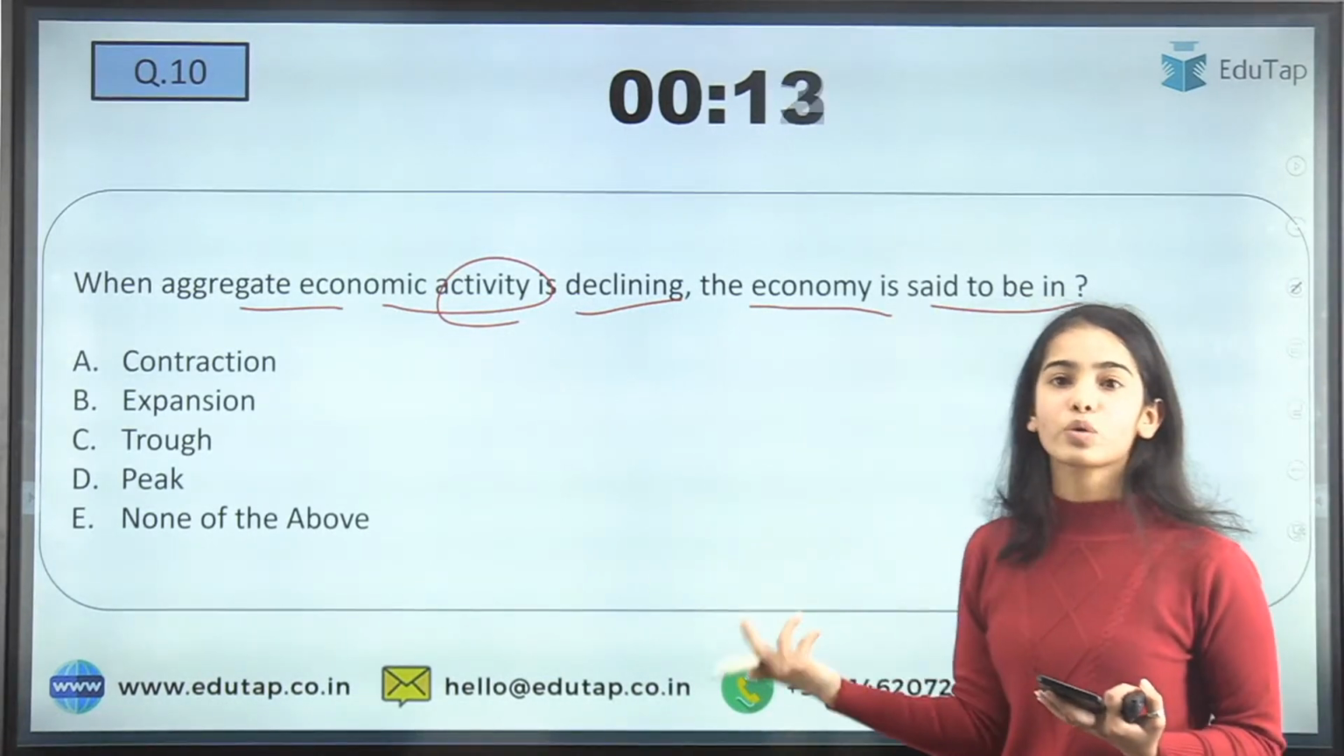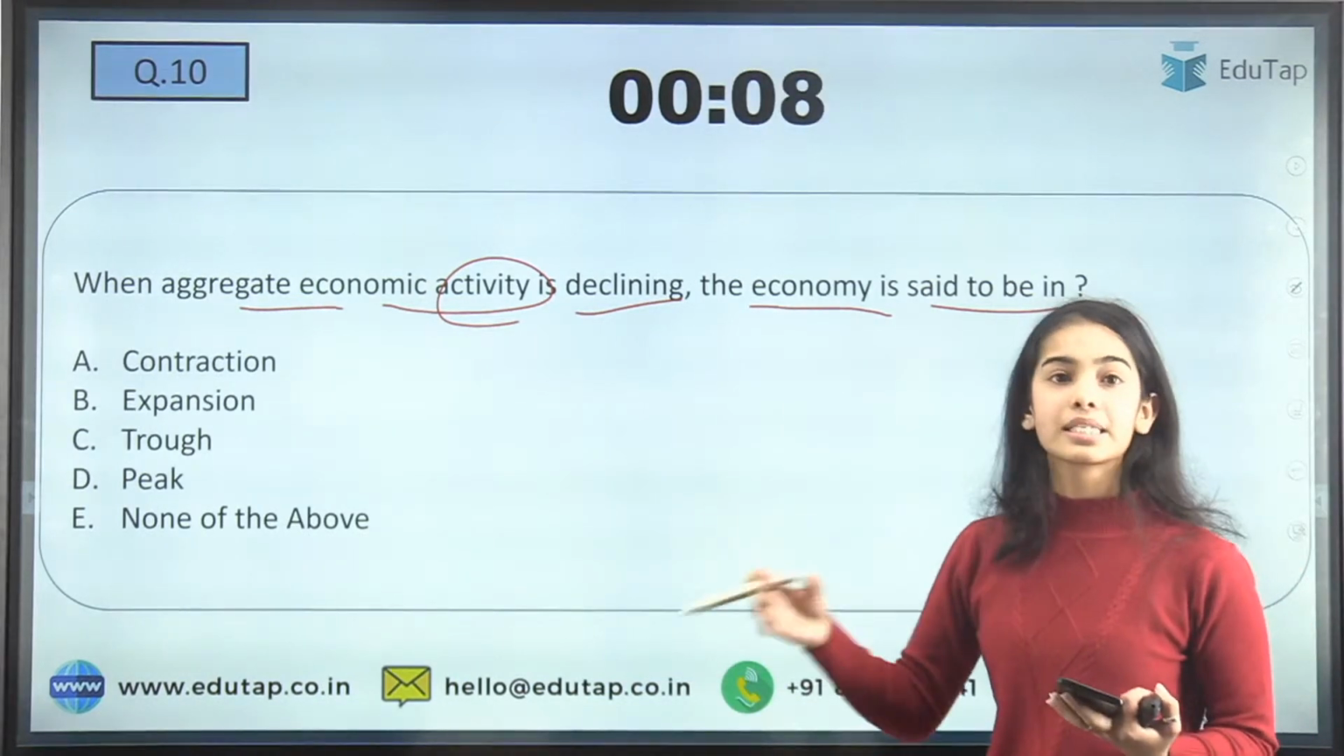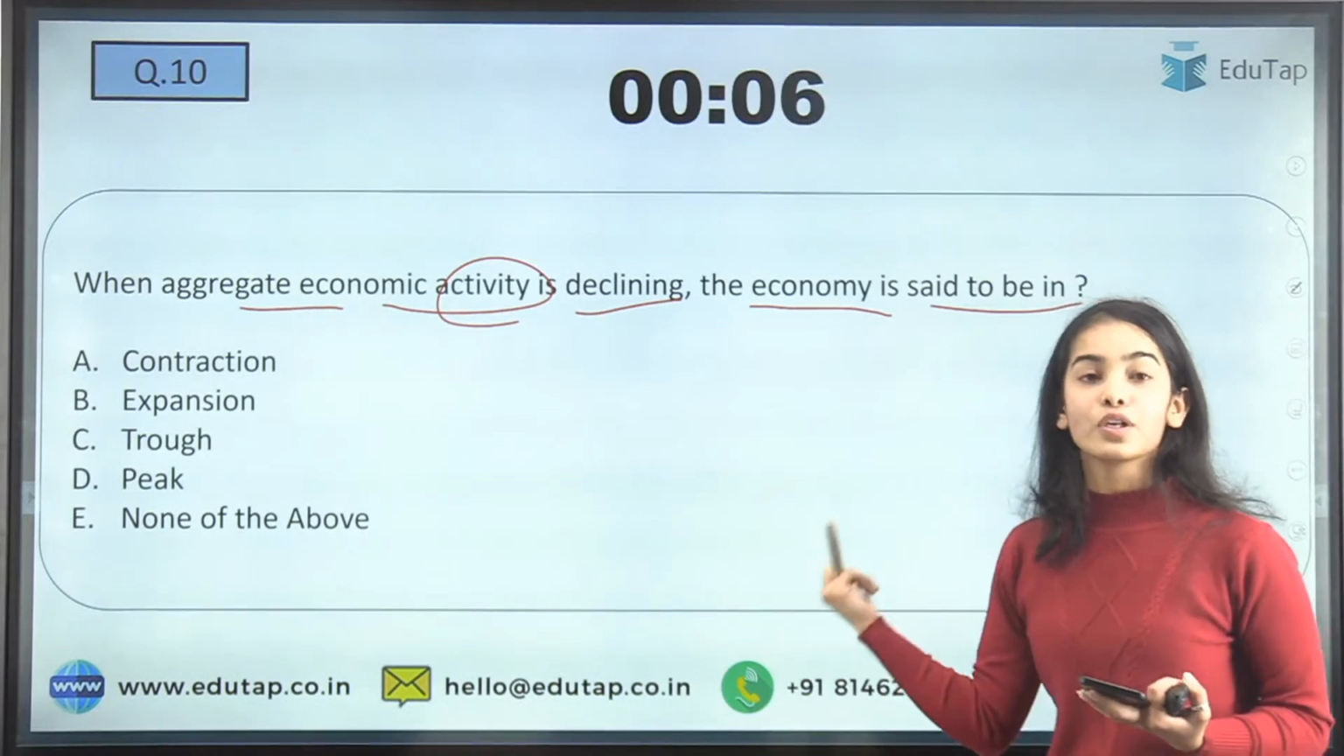phase? So this you have to answer. Again, an easy question if you know what the business cycle is. This is the direct answer that you can give. So try this one.